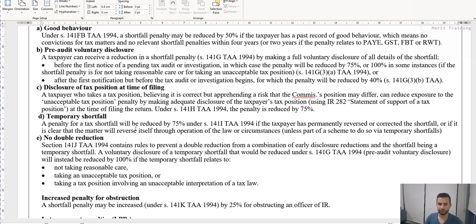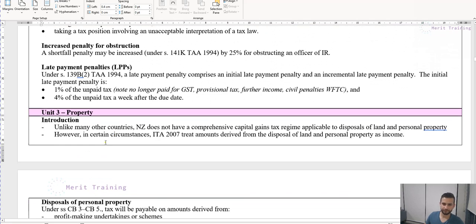Next is a temporary shortfall, and a penalty would be reduced by 75% if the taxpayer has permanently reversed or corrected the shortfall. And then finally is no double reduction. This is basically where there is a combination of early reductions and the shortfall being a temporary shortfall. Any voluntary disclosure of this shortfall would be reduced by 100% if the shortfall relates to not taking reasonable care, and the other 2 points below it.